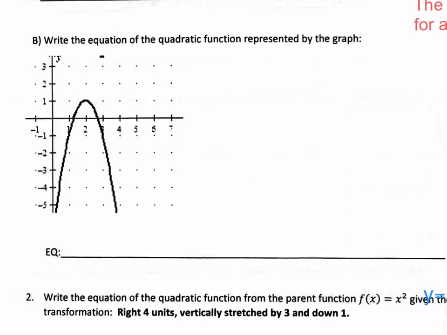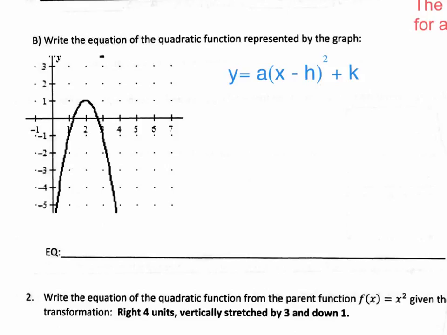All right, guys, so right here we want to write an equation of the quadratic function represented by this graph. And what's the easiest form to write in? Standard, vertex form or intercept form? Vertex form, okay? So this right here is vertex form. Y equals a parentheses x minus h squared plus k.